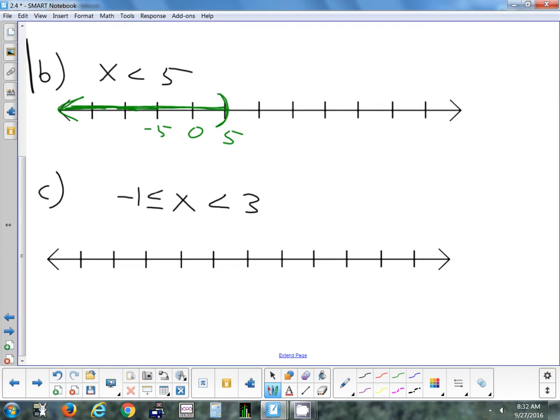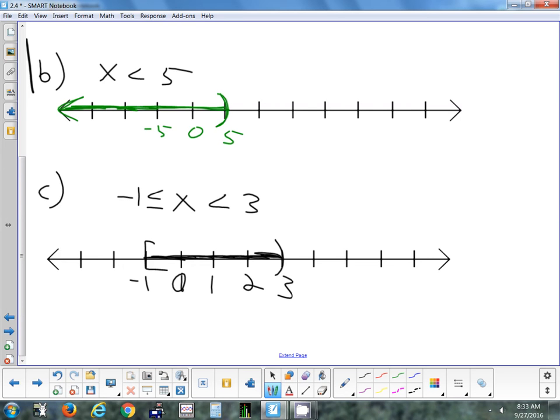So I've got -1, 0, 1, 2, 3. Okay, how about Alyssa? What kind of symbol on -1? Yep, bracket. Pacey, what kind of symbol on the 3? Parentheses. And where am I basically shading in this one? In between. Okay, so bracket, parenthesis, shade between. Questions on that one?